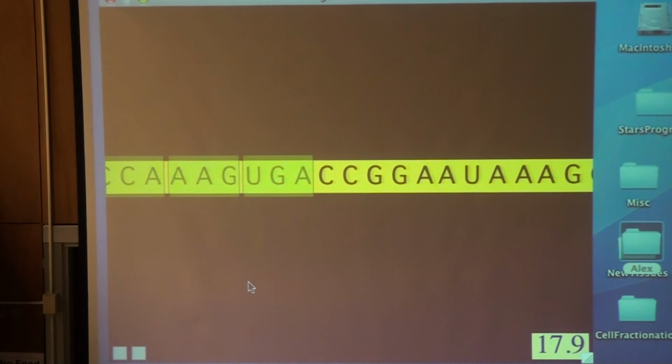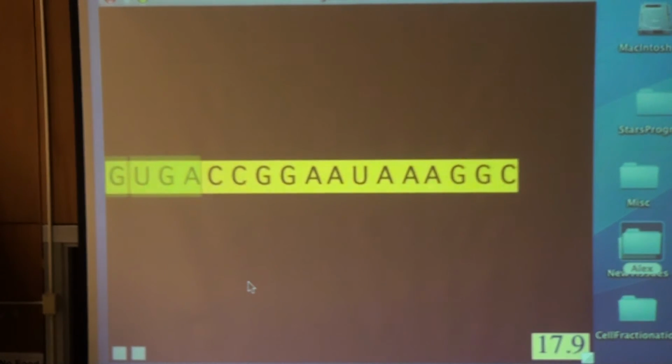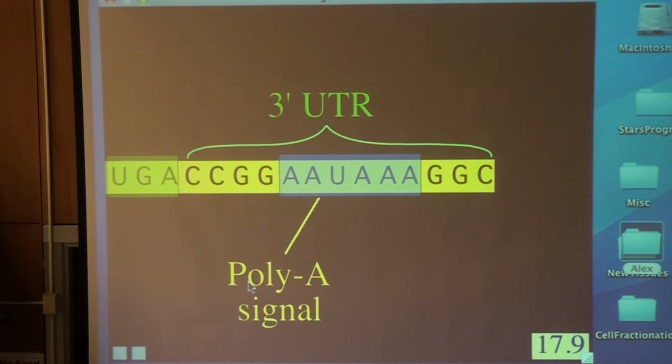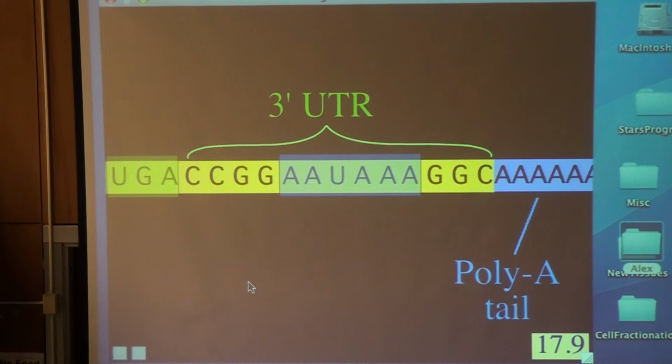Within the 3' untranslated region, you're always going to find what's called the polyadenylation signal, AAUAAA. And the polyadenylation signal, you remember, is used by an enzyme in the nucleus. There's an enzyme in the nucleus that looks for the polyadenylation signal in the 3' untranslated region. And then a few nucleotides downstream of it, this enzyme adds a bunch of A nucleotides, a bunch of AAAs, which are right there. And that's called the poly-A tail.